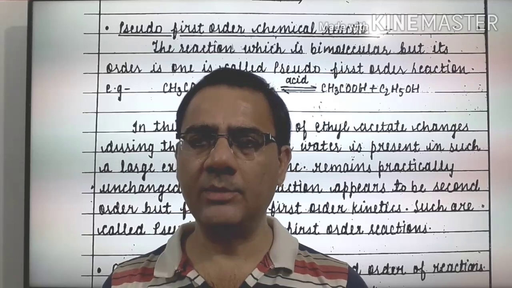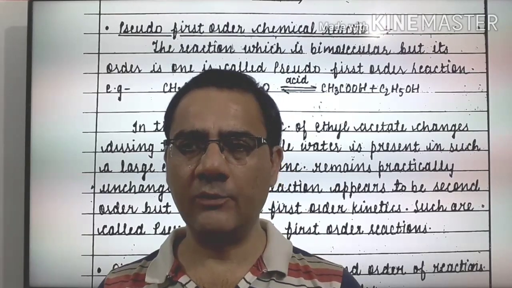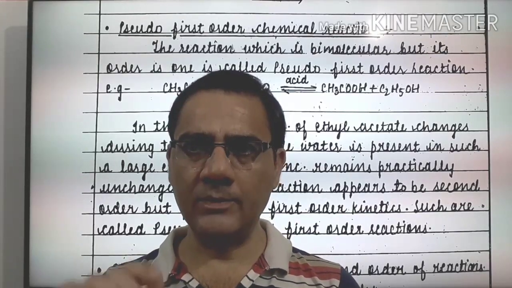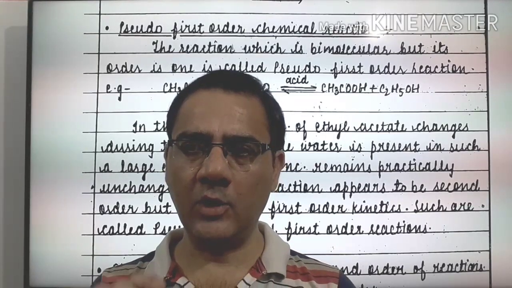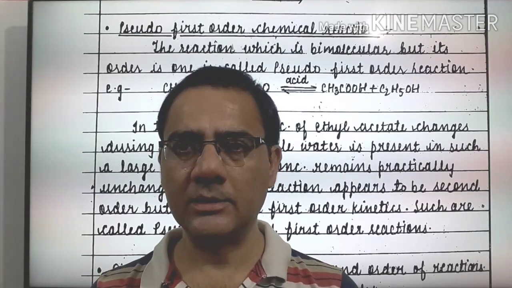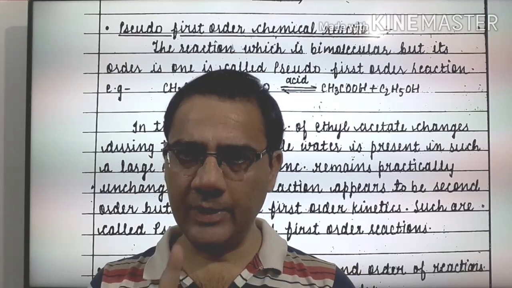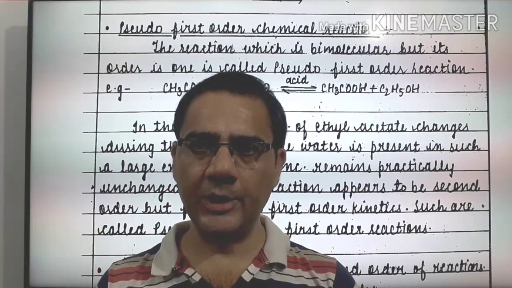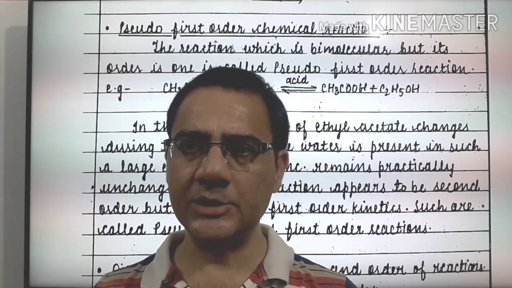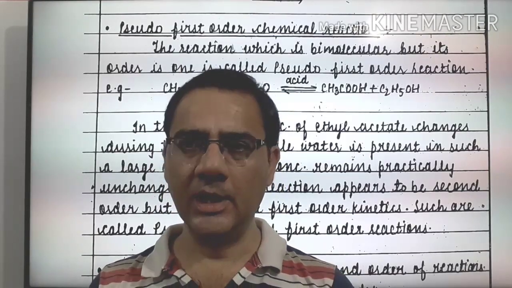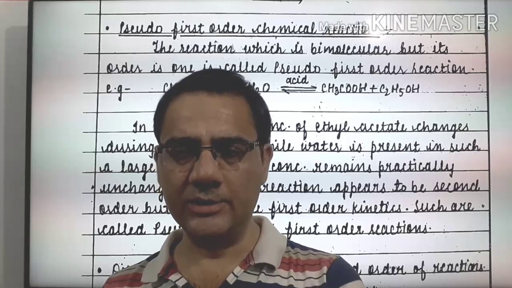Actually, in order of reaction, I have given you two definitions of order of reaction. One definition I told you: the sum of the stoichiometric coefficients of all the reacting species in a chemical reaction is called order of reaction. And one more finer definition I have explained: the sum of the stoichiometric coefficients of all those reacting species whose concentration changes with time. And definitely when the reactants react together, their concentration will change.